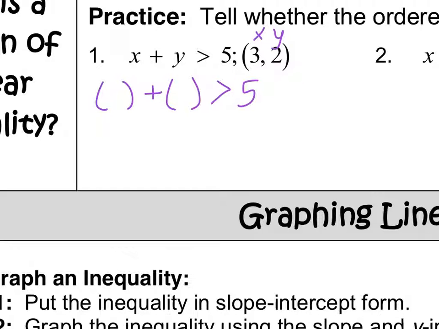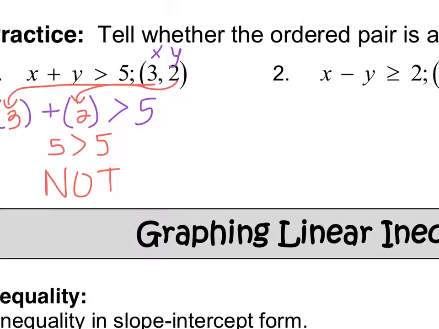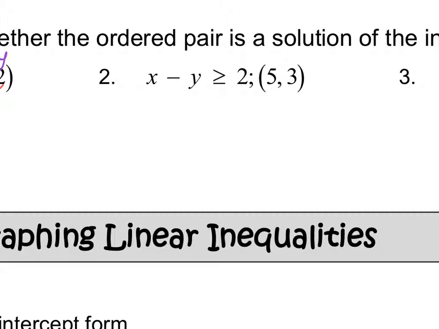So now I'm going to plug in. So into my parenthesis, I'm going to put a 3 for x, and I'm going to put a 2 for y. If you do it in this order, if you get your parentheses first and then plug in, you won't screw up your negatives. Okay, so 3 plus 2 is 5, greater than 5. Is that true? No, it's not true. 5 is equal to 5, but it's not greater than 5. So 3 comma 2 is not a solution to this inequality.